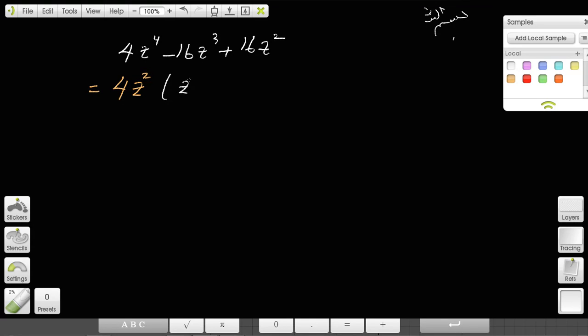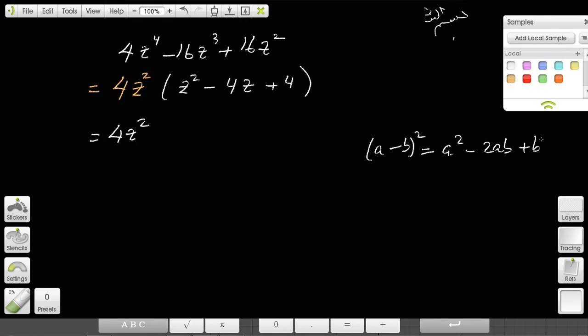So I'm going to be left with z squared minus 4z plus 4, right? 4 times 4 is 16, yeah. So am I done? No, but perhaps I can factor this further. Now you look at it, and if you did not know, this is a squared minus 2 times a times b plus b squared.